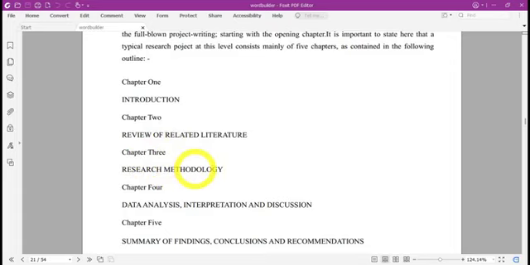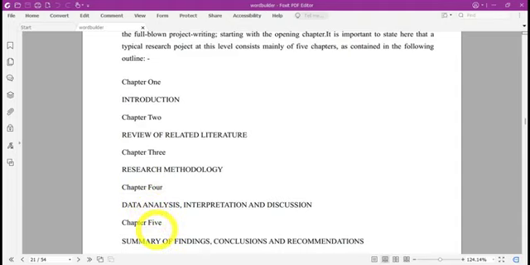Talking about the methods you intend to use for the work, the different methods you will use to carry out the work. Chapter 4, data analysis, interpretation, and discussion. When you get your data with your methods, you begin to analyze it. You analyze the data, get your results, interpret the results, and then discuss them.